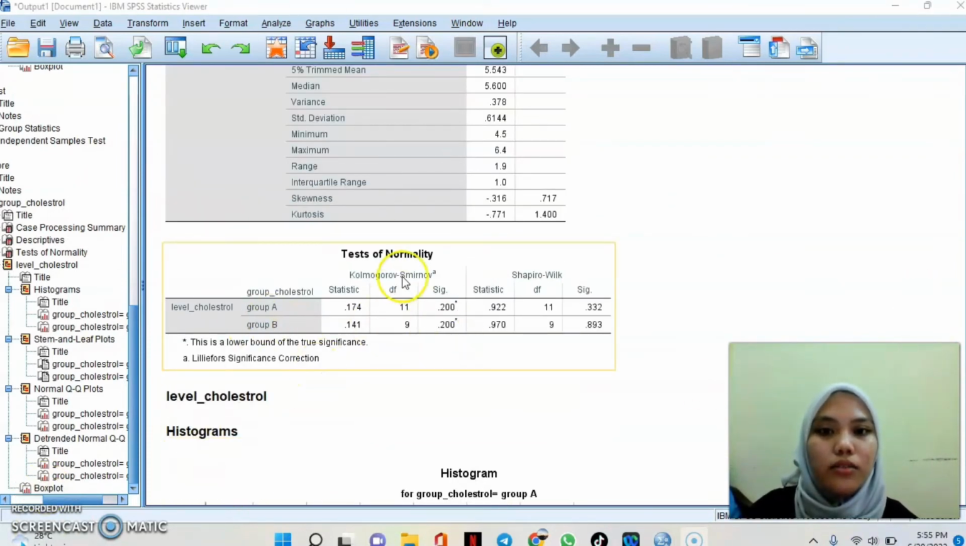For the test of normality, we choose Shapiro-Wilk because the sample size is not more than 50. The p-value of Shapiro-Wilk for group A is 0.332, which is more than 0.05, not significant, which is normal. And for group B, it is 0.893, more than 0.05, not significant, which is normal.